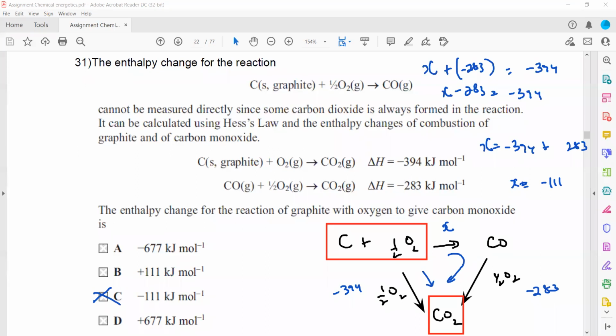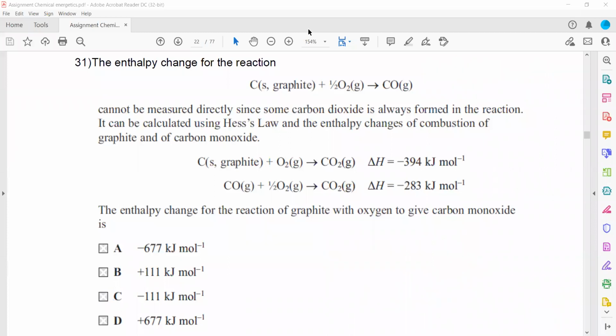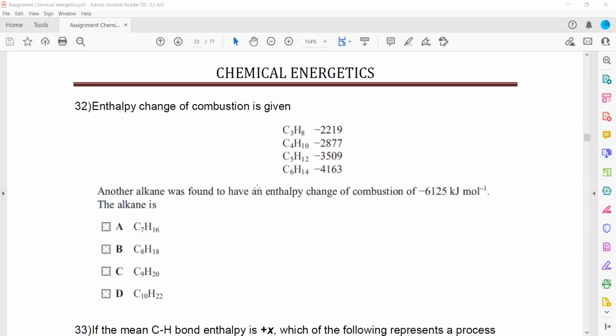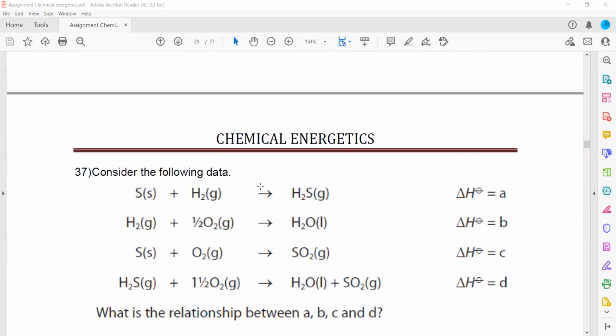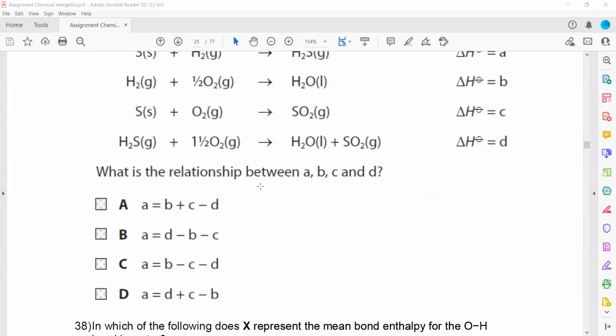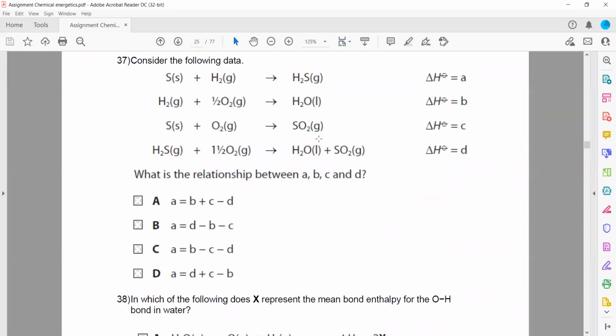Is it clear? We have to basically relate the two reactions with each other by a common product. Then question number 37 is there. In question 37, consider the following data. What is the relation between A, B, C, and D?